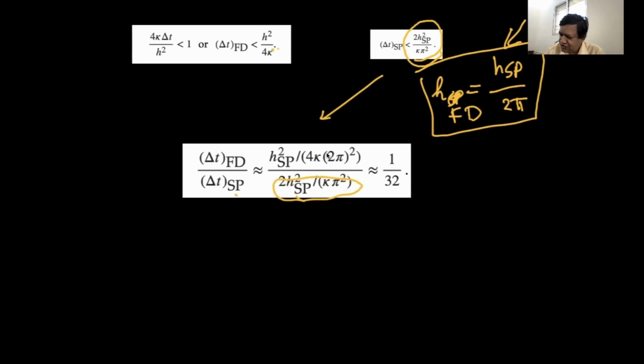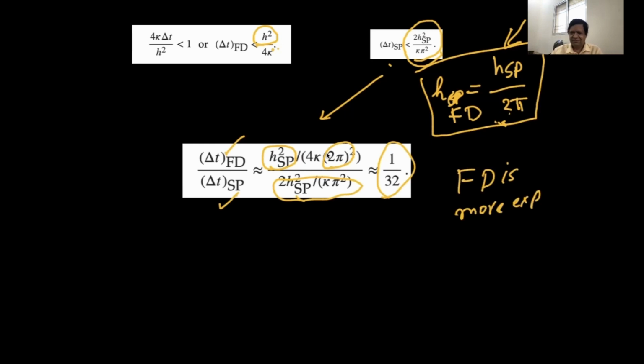So I take the ratio of the two and replace h finite difference by this. I want to cancel h spectral. So that's what I have: h spectral squared divided by 2 pi squared. The whole thing comes out to be 1 by 32. So this is telling us that my delta t for the finite difference scheme must be smaller than delta t for the spectral scheme by order 1 by 32. So I need a smaller delta t for the finite difference scheme for the same accuracy. So it tells us that FD is more expensive.